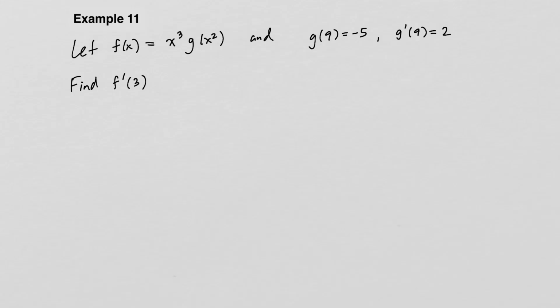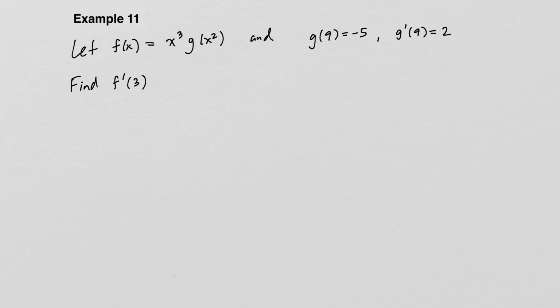In this example, suppose the function f of x is the product of the function x cubed and some unknown function g of x squared. Let's also assume that g of 9 is negative 5 and g prime of 9 is positive 2. And in this problem, we want to find f prime of 3.